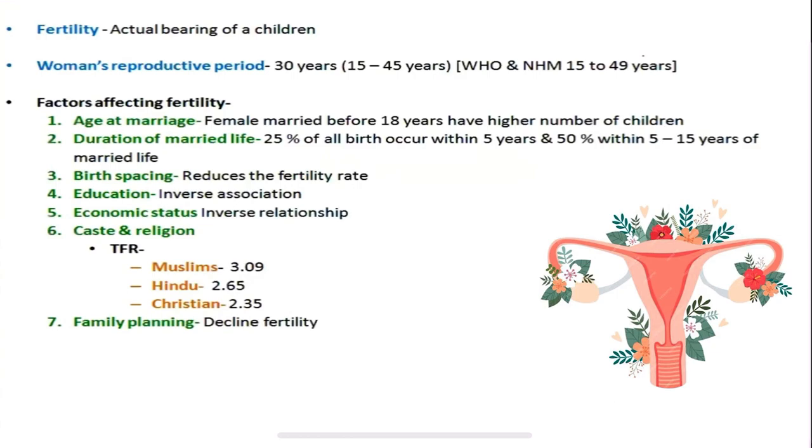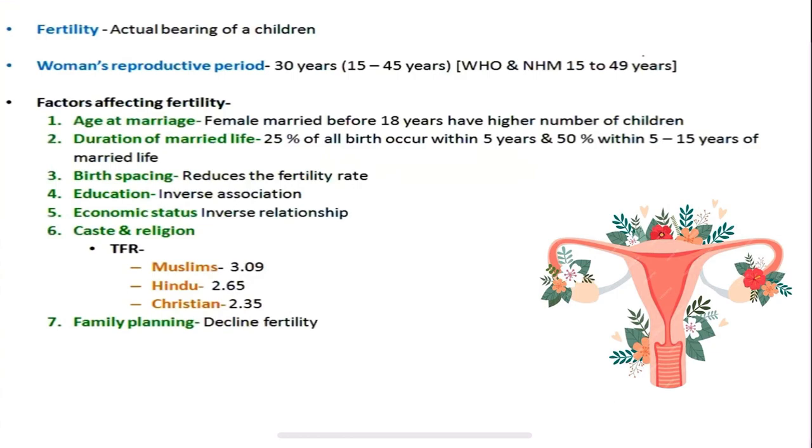Now, regarding caste and religion, without offending any religion and their practices, we see that Muslims have a higher fertility rate compared to Hindus because of their own religious customs and beliefs. The National Family Health Survey reported the total fertility rate of Muslims to be 3.09, but in recent studies we see that the fertility rate in Muslims has come down to 2.61. In Hindus it has come down to 2.13, and in Christians it is 1.99.